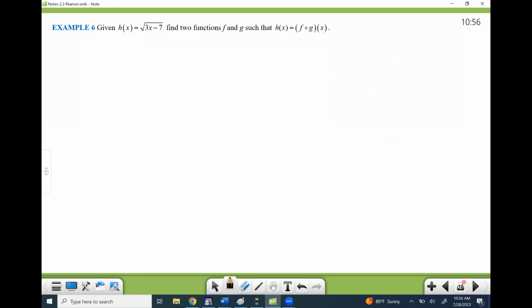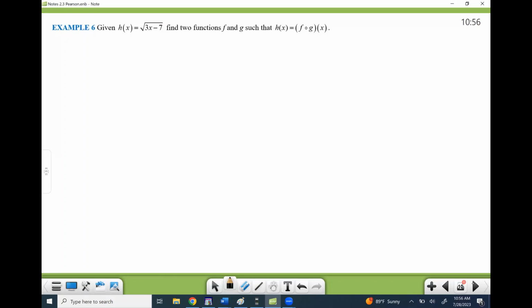It says, given h of x, find two functions f and g such that h is f composed g. Now, it turns out there are infinitely many correct answers to this. The first one I'll show you will be the one that we hope you recognize in calculus. But then we'll show you that it turns out there could be a lot of different f's and g's. So there are actually infinitely many answers here.